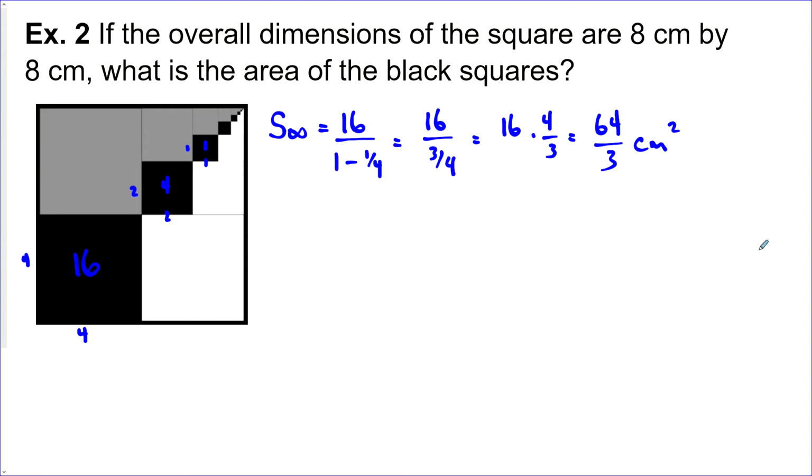Now in this case, we didn't actually need infinite series. It looks like each time we cut this into 3 pieces, one of them is shaded black. So we need 1/3 of the overall area. The overall area would have been 8 times 8 is 64, so 1/3 of that is just 1/3 of 64.